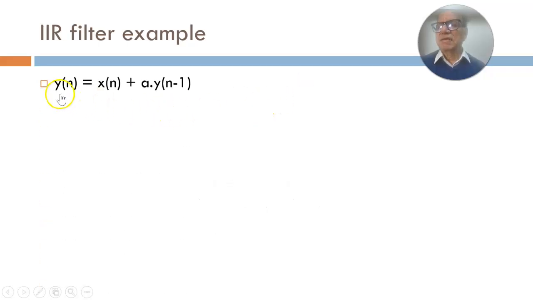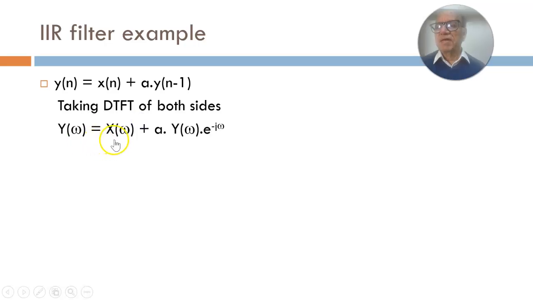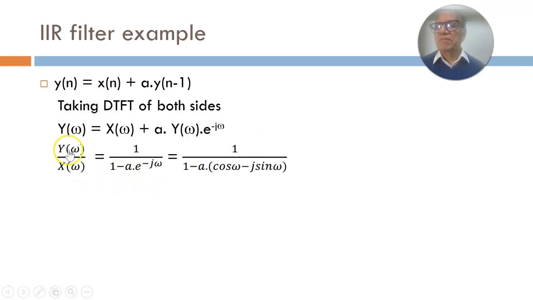So let us take this example, y[n] equal to x[n] plus a y[n minus 1]. For simplicity we have taken a very simple equation, but the result that we will get is generally true for IIR filters. So again taking DTFT of both sides, we get Y(omega) equal to X(omega) plus a into Y(omega) e raised to minus j omega, again using the delay theorem. Then dividing both sides by X(omega), we will get this.